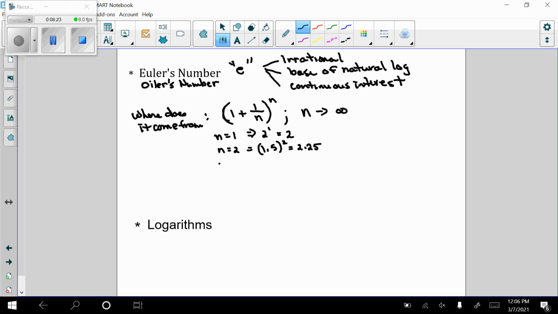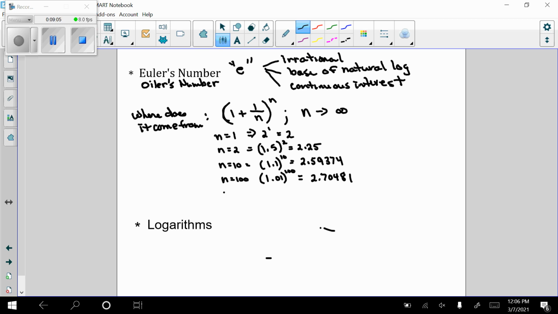If I go to n equals 10, then I get 1 plus 1/10, which is 1.1 to the 10th power, which is about 2.59374. If I go n equals 100, then I get 1 plus 1/100, which is 1.01 to the 100th power, which is 2.70481.